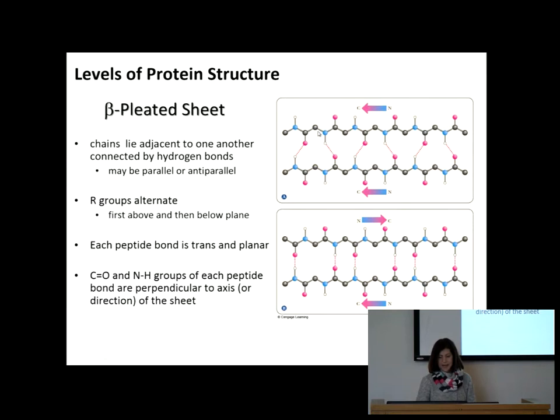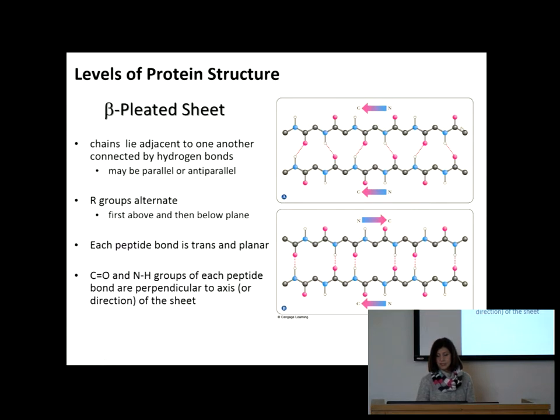Now, some weird things can happen with our beta pleated sheet. But before that, does anybody have any questions about how this comes together? So our secondary structure, we have the alpha helix, beta sheet. They both result from the same hydrogen bonding and the same free rotation between the alpha carbon and the amine and the carboxyl group. So the alpha carbon on both sides has free rotation.